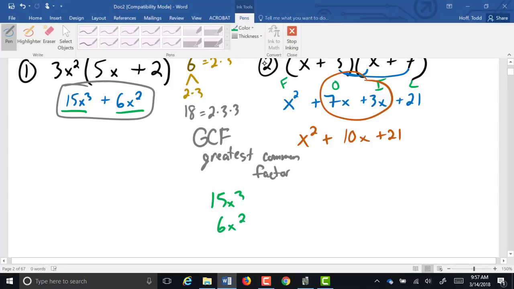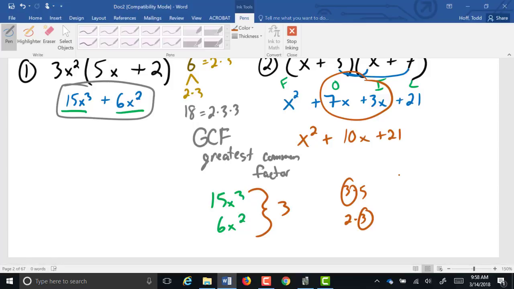Now, if you remember how we did that, we look at the numbers first. 15 and 6. What is the largest number that goes into both of those? Goes into both at the same time. Yeah, it'd be 3. 15 is 3 times 5. 6 is 2 times 3. The only thing that's in common is the 3. So the greatest common factor is just a 3. If there were more of them, we'd multiply them together to get the greatest common factor. So 3 is the biggest number that divides evenly into both of them.